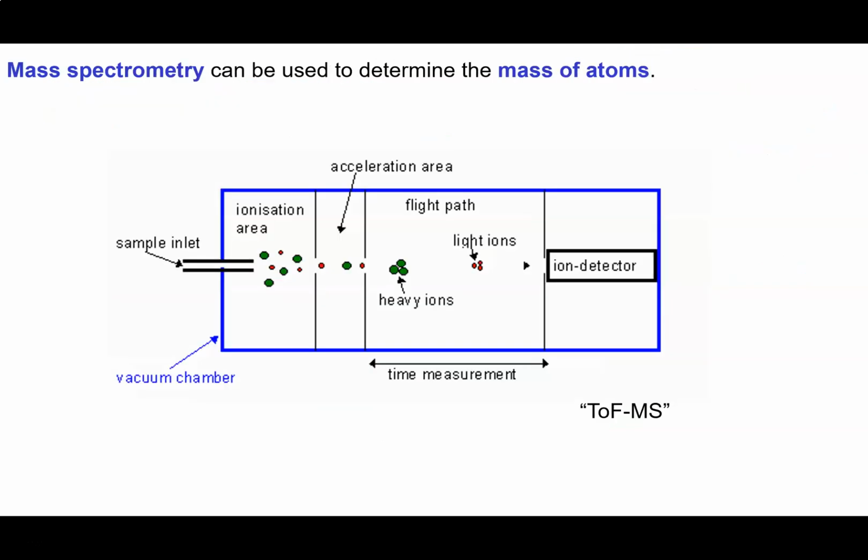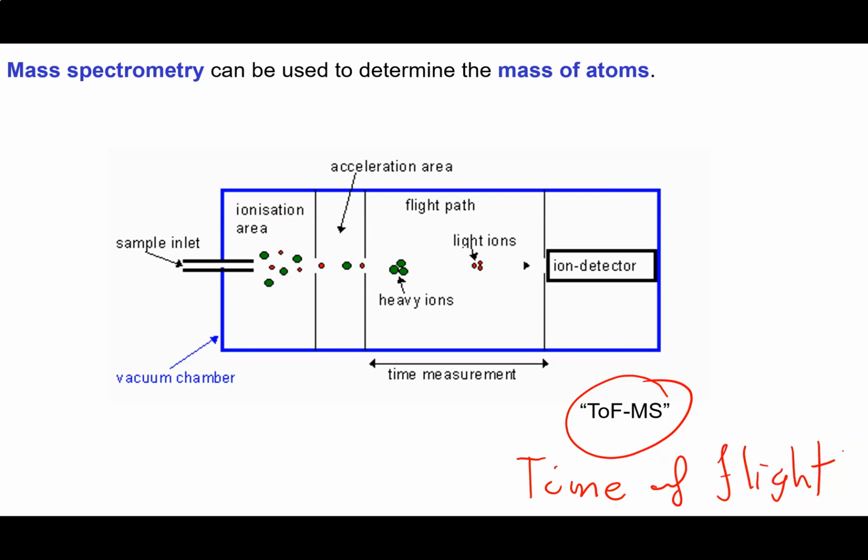Okay, so a question that comes up is how do they determine the mass of these atoms to begin with, and the mass of these different isotopes? There's a couple of different ways. One is called time of flight. So the TOF stands for time of flight. Mass spectrometry. So MS just means mass spectrometry.